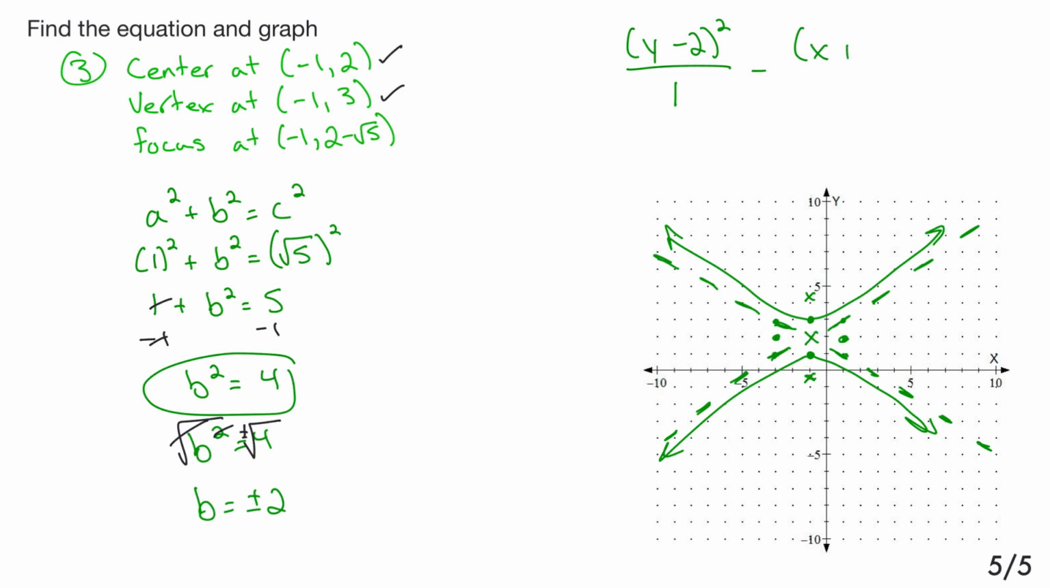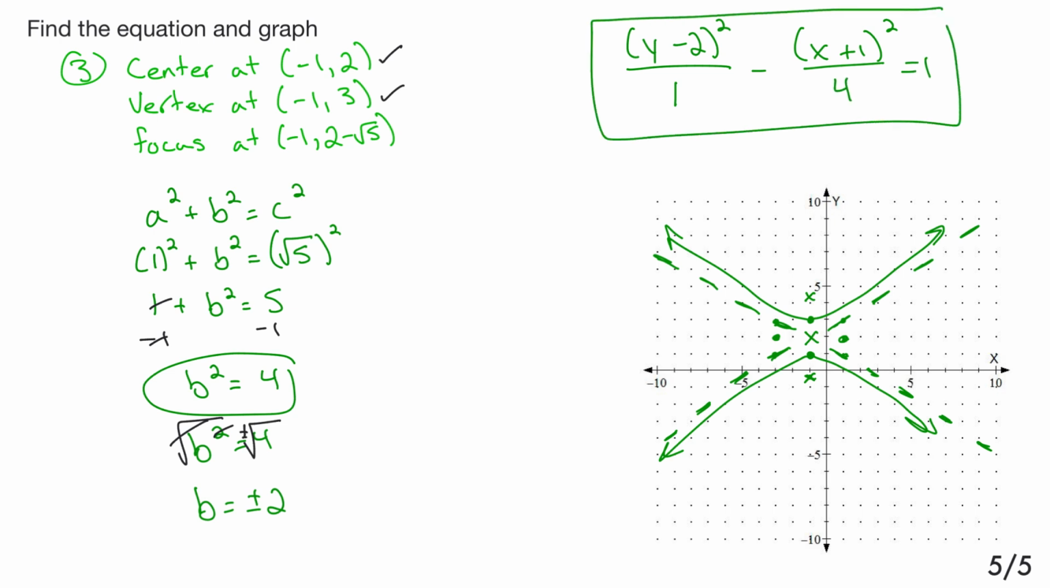So that means I need a plus 1 quantity squared divided by, well, now our minor vertices, the vertices that we don't use for hyperbolas, I've moved 1, 2. So that's my b value. But the number that goes underneath is going to be the b value squared. 2 squared is 4. That's equal to 1. So here is our equation generated from knowing the center, the vertex, and the focus.